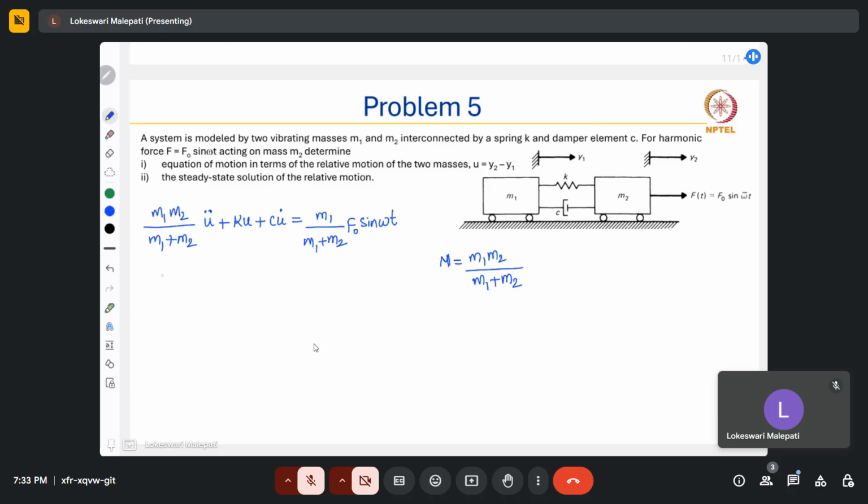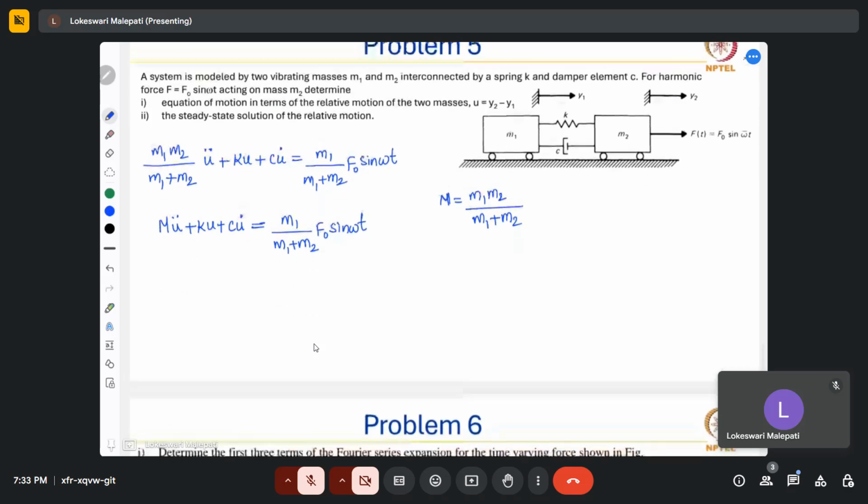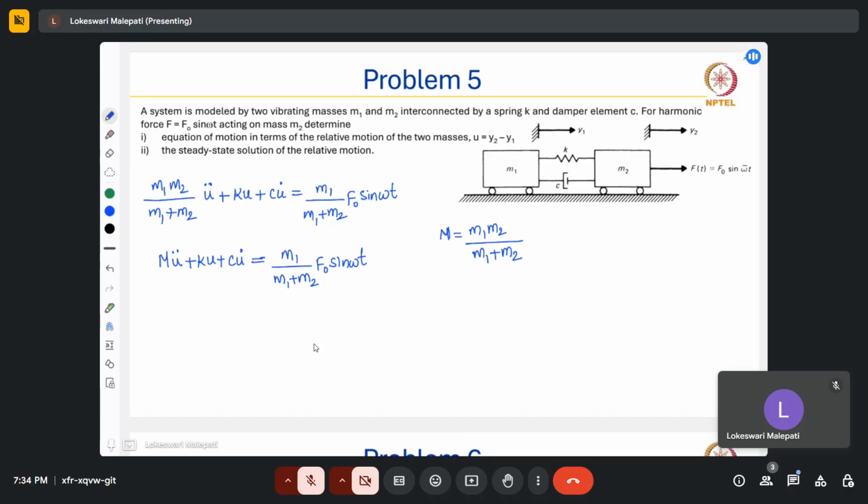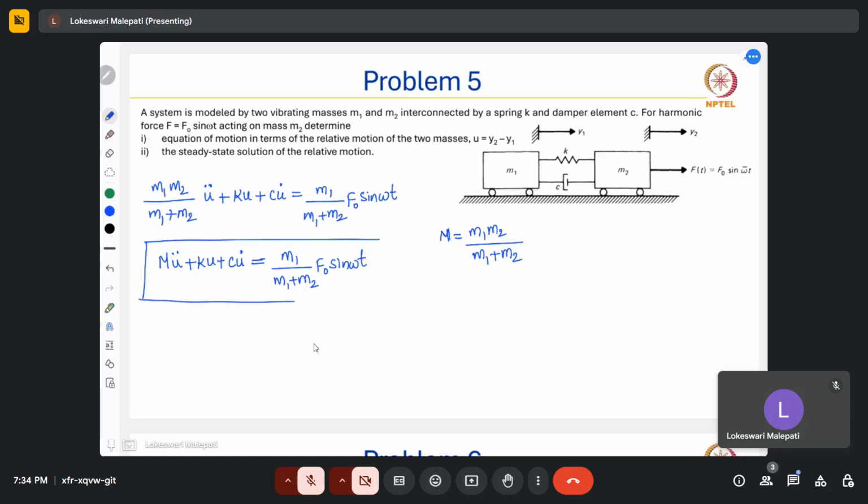Now we have the total equation mu double dot plus ku plus cu dot is equal to m1 by m1 plus m2 f naught sine omega t. So this equation is similar to the forced vibration equation. So this is the equation of motion, which is the first part of the question. They have asked us for the equation of motion in terms of the relative motion of the two masses y2 minus y1, which is u, that we have got.